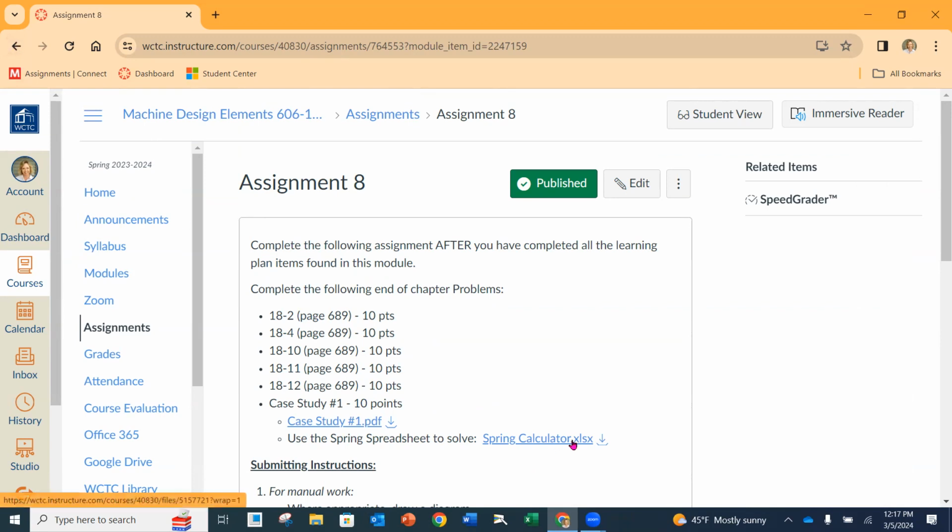If you wanted to, now is probably a good time to download the spring calculator. We can also do it later, but we'll be referencing that a little bit later in the lecture.